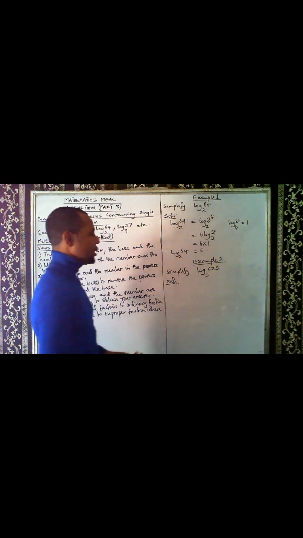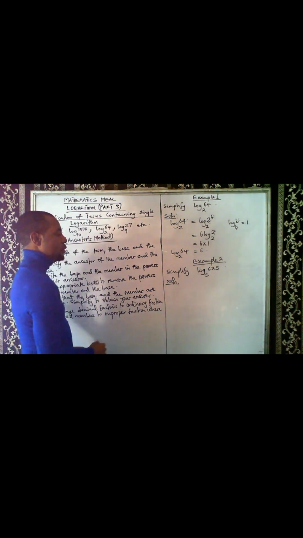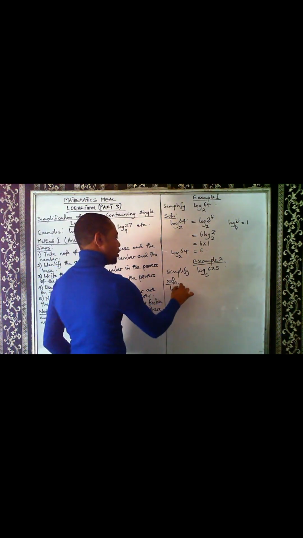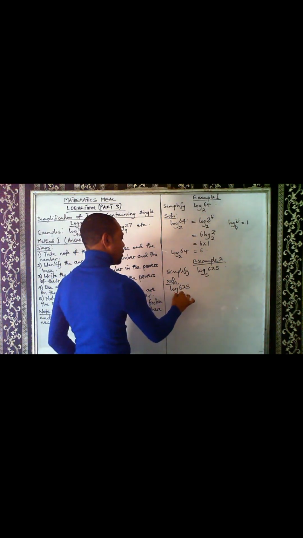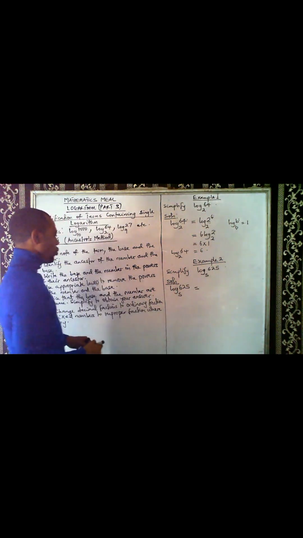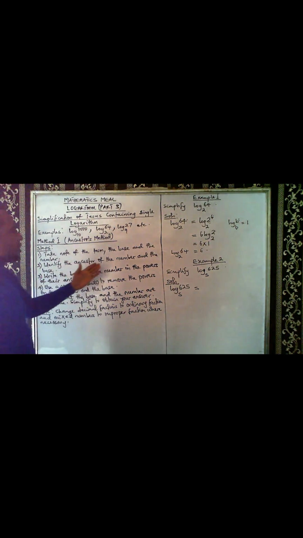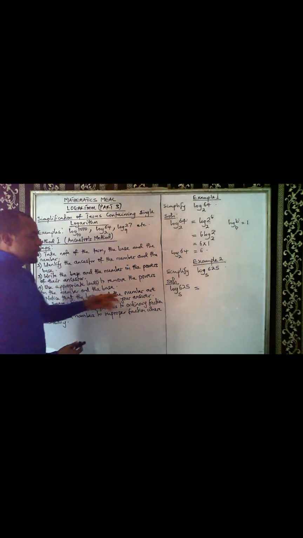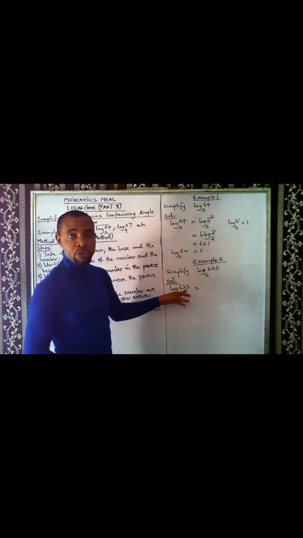Following our ancestors method again. So we are going to have log 625 in base 5. So we identify the ancestor. We have taken note of the base and the number. So we identify the ancestor of the number and the base. Definitely the ancestor of 625 is 5.